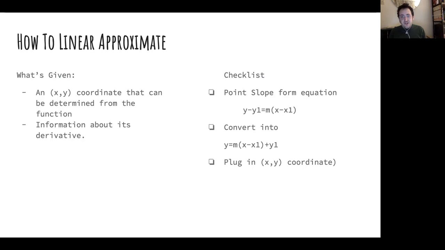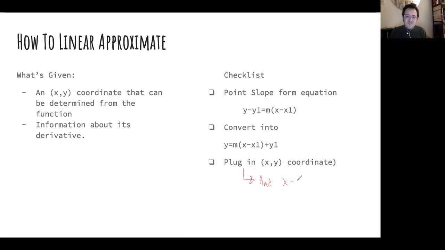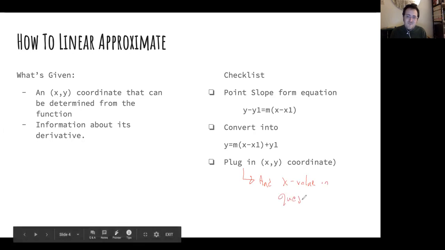So you always want to make sure that you are using your point slope form equation. You want to convert into getting that y by itself. And you want to plug in your xy coordinate that you're given and also the x value in question as well.